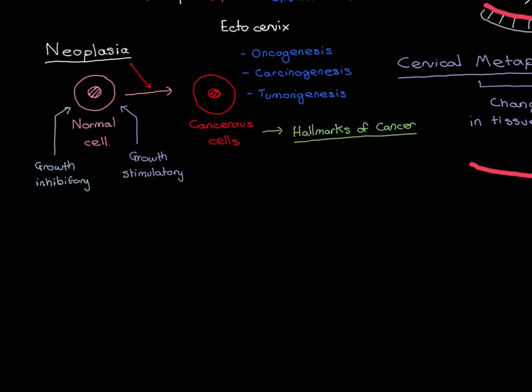To get the cell to divide, you have to tip the balance. So you either need to increase the growth stimulatory signals or decrease the growth inhibitory signals so that they come out of balance, and overall the cell is then stimulated to divide. So the first and second hallmarks of cancer are going to be about, the first one's going to be about overstimulation of the growth stimulatory pathways, and the second one is going to be about understimulation of the growth inhibitory pathways. So let's put this on then.